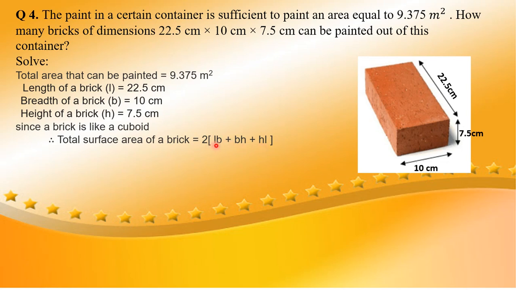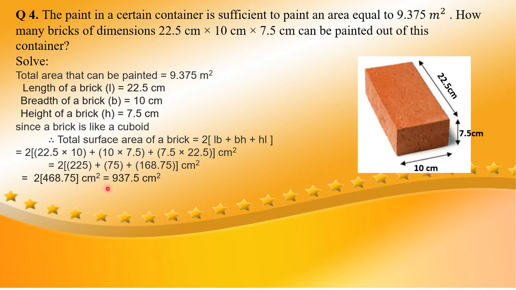Now put the values of length, breadth and height. We get twice of 22.5 into 10 plus 10 into 7.5 plus 7.5 into 22.5 centimeters square. Now further, when we solve it, we get the required area of the brick. That means the area of one brick is 937.5 centimeters square. Okay. Now what we have to ask here: how many bricks can we paint with this?